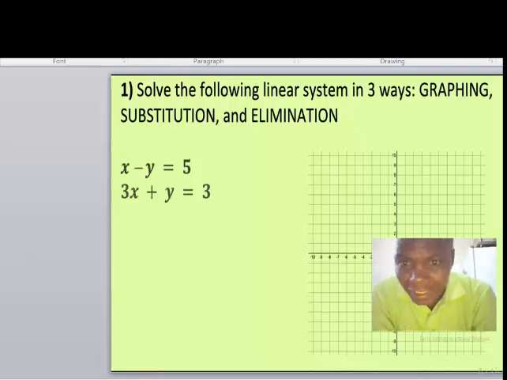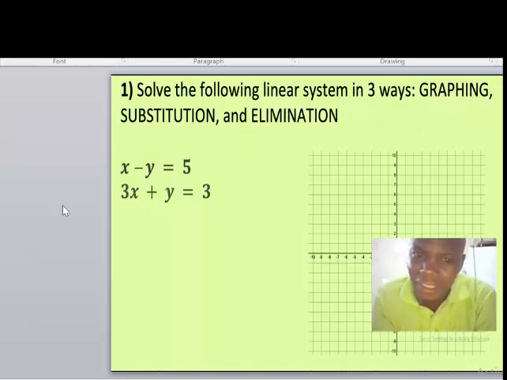Solve the following linear system in 3 ways. Remember, the linear function is y equals mx plus c. You could use other letters, but the principle stays the same. y equals mx plus c, that's what I'm using. If you solve this linear system in 3 ways, you can use graphing, substitution, and elimination. Now, how many equations do you have?